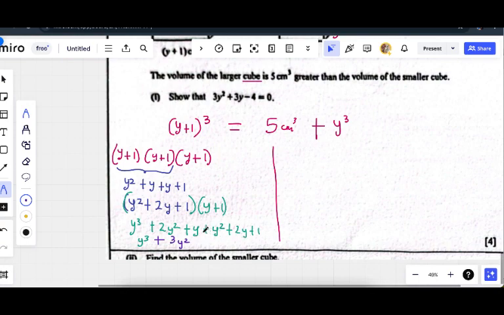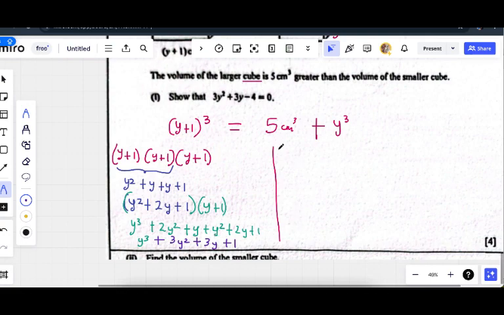Now here I have y plus 2y, I'll get 3y. Like 1 orange plus 2 oranges, I'll get 3y. Plus 1. There's nothing to add to this one. You just say plus 1. So this is the expansion. This is the volume of the large cube.